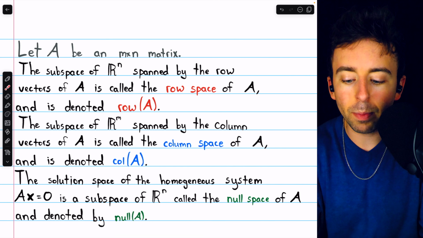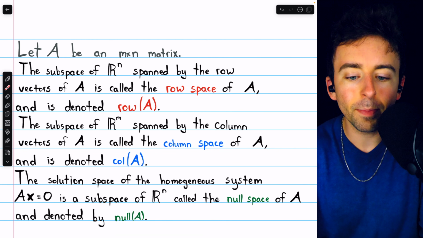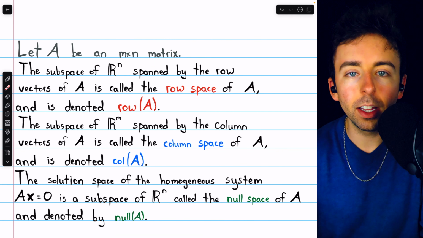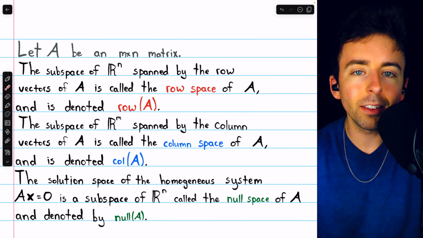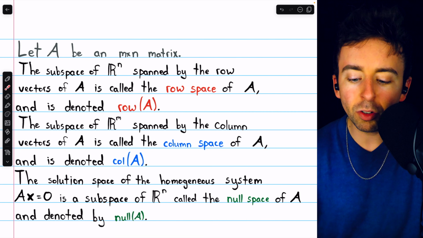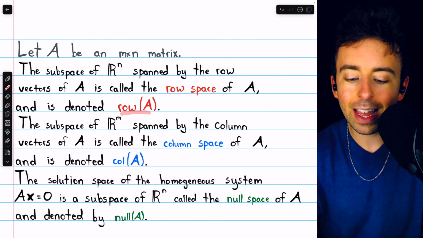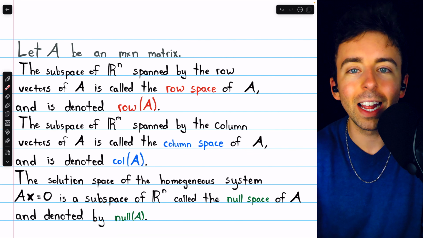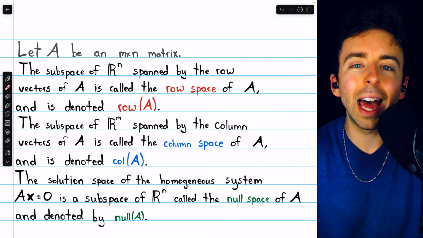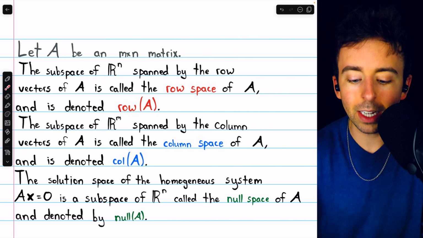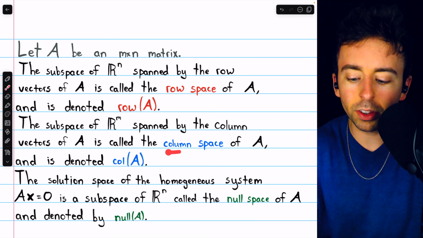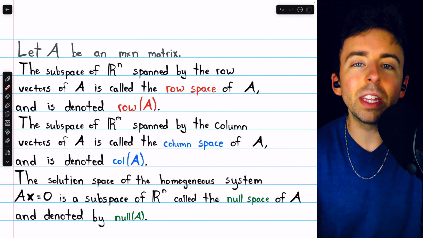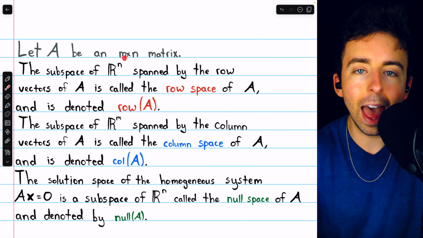We'll begin with a quick recap of the row, column, and null spaces. If A is an m by n matrix, so it has m rows and n columns, then the subspace spanned by the rows of A is called the row space. It's denoted like that, and it is a subspace of Rn, because each of the m rows will have n components. Similarly, the subspace of Rm spanned by the column vectors of A, that's called the column space, which we denote like that. Again, it's a subspace of Rm because each of the n columns will have m components.